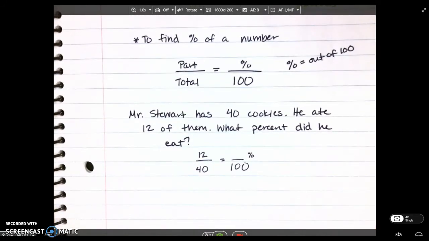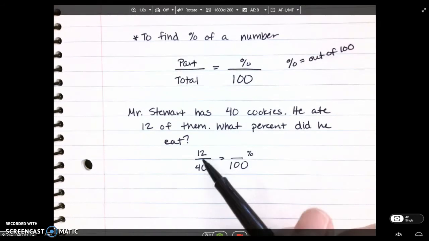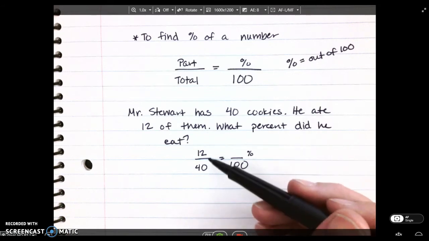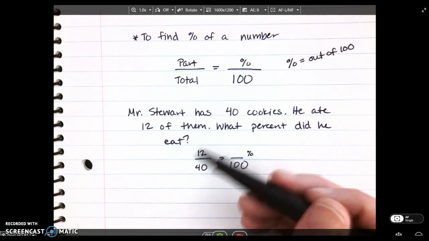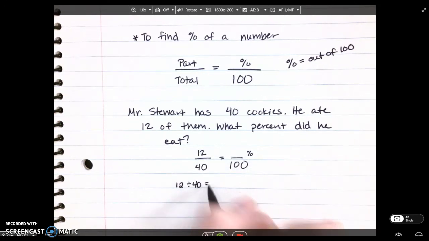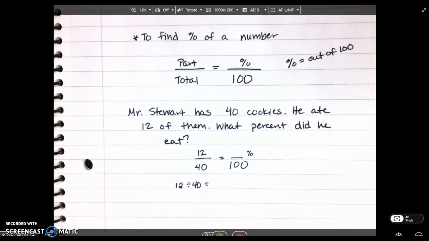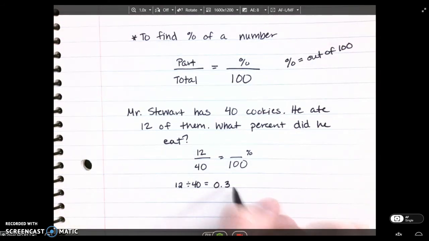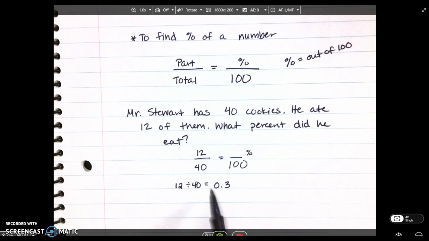Now if we dive back into converting numbers, what I tend to do, and what a lot of students tend to do, is they see it, you know what, I see a fraction here. Let's convert that to a decimal. So we do 12 divided by 40. So we get 0.3.